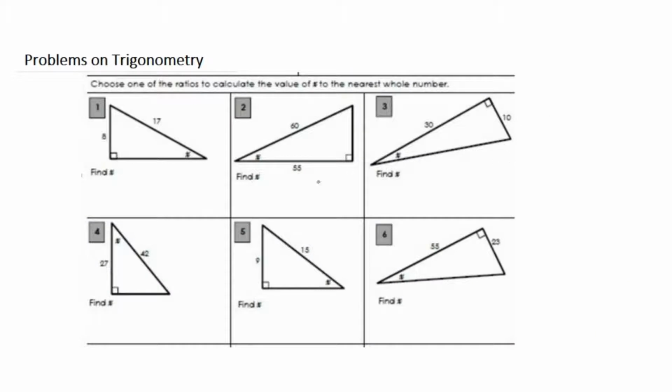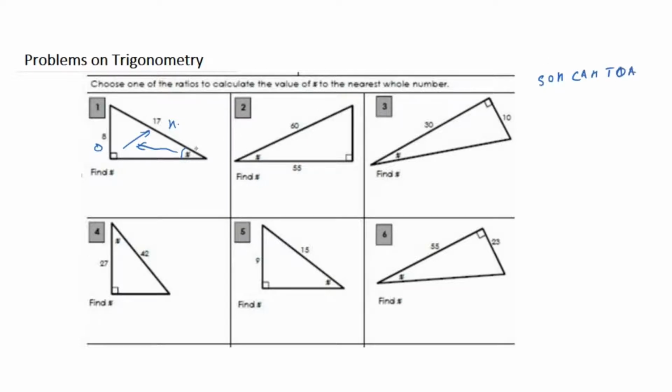Coming to the next one, here we've got some triangles. Again, all of them are right angle triangles. We have to choose one of the ratios to calculate the value of x to the nearest whole number. Now we have to round it off to the whole number. So x is here in this. The side opposite to the right angle is hypotenuse. The side opposite to the angle given is opposite. So we need to find out. Let's write SOHCAHTOA here.